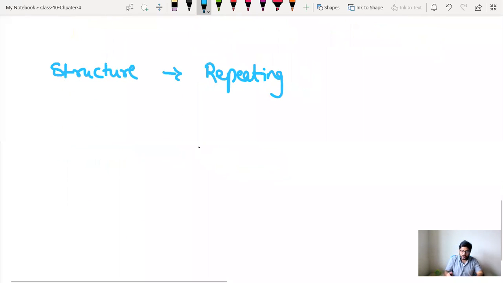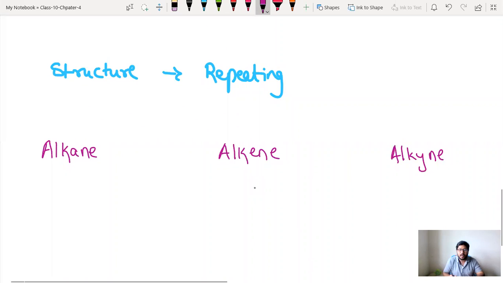To learn that homologous series, we have to understand saturated and unsaturated. While coming to saturated, we have alkane. While coming to unsaturated with a double bond, we have alkene. While coming to unsaturated with a triple bond, we have alkyne. What are those? Alkane, alkene, alkyne means it is a homologous series of hydrocarbon compounds.